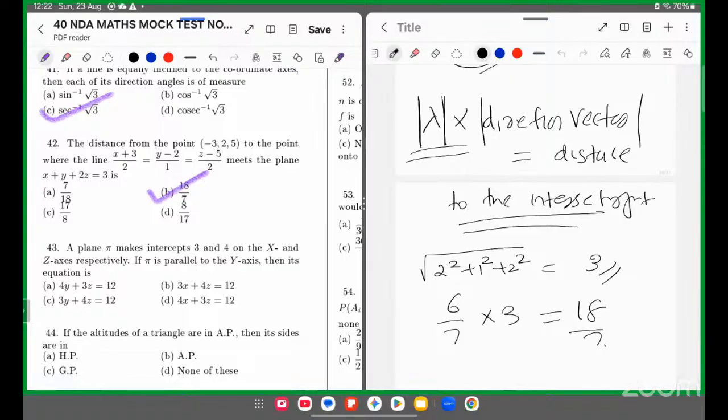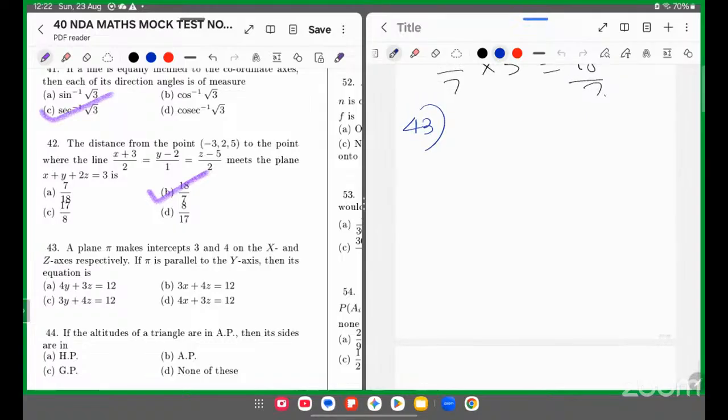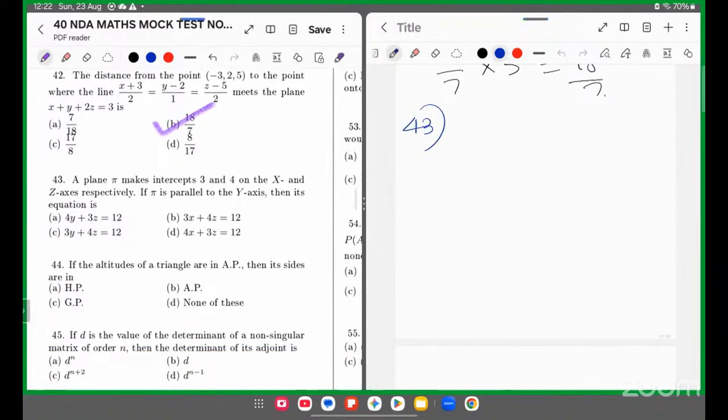Then question number 43. A plane phi makes intercepts 3 and 4 on the x and z axes. If phi is parallel to the y axis, then its equation is. If a plane is parallel to the y axis, it means it is not making any intercept on the y axis.